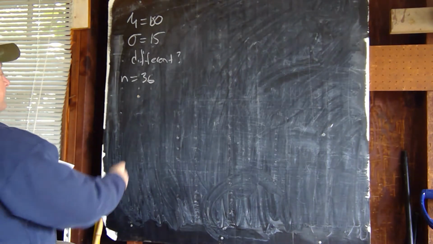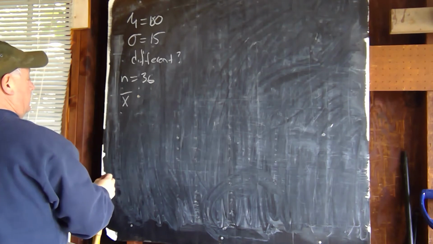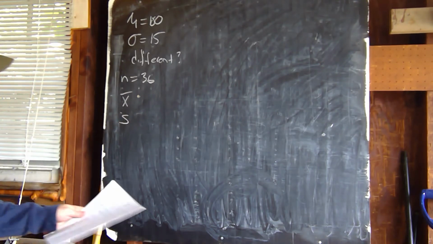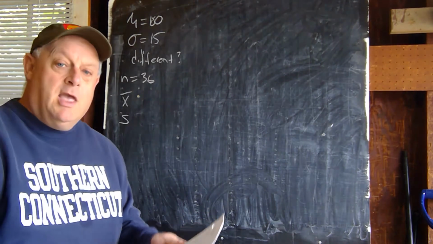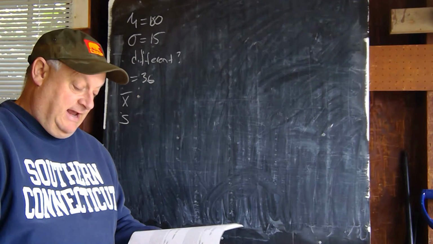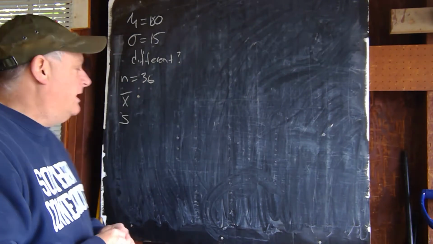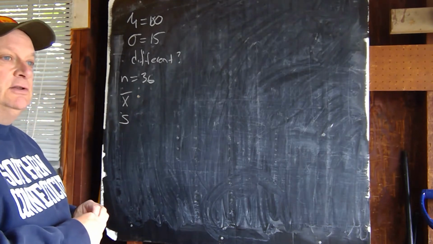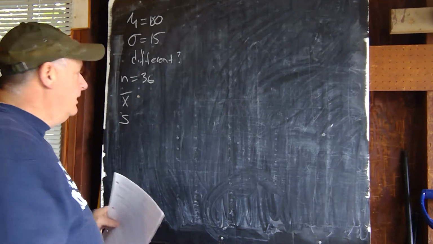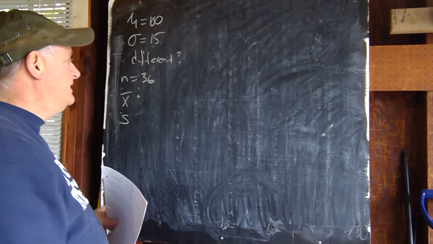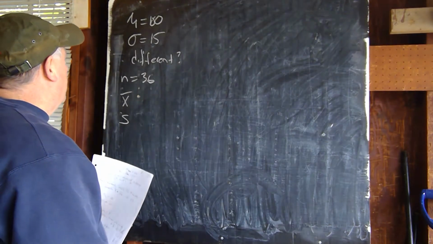And from this sample of 36, we're going to get an X bar and an S, a sample mean and a sample standard deviation. But I want to leave these aside. I don't want to talk about these now because they're really not relevant yet. We don't need to know the results of the sample until we get to the third step, calculating the sample statistic.